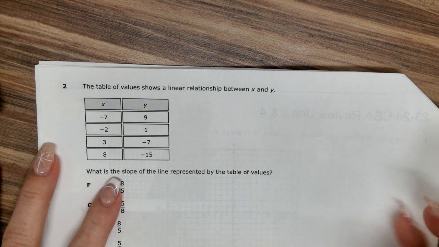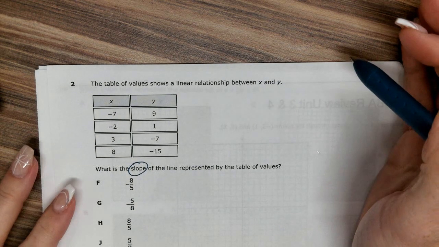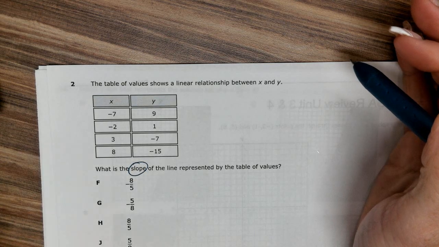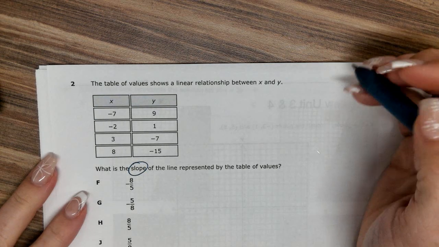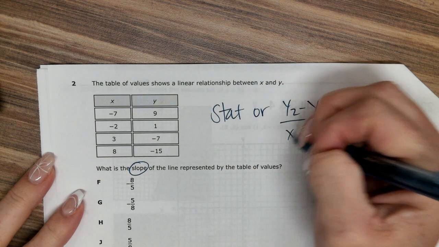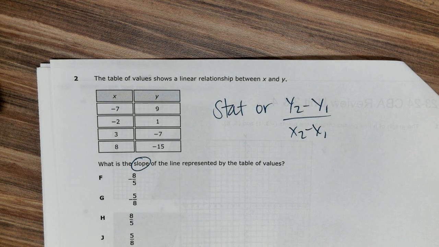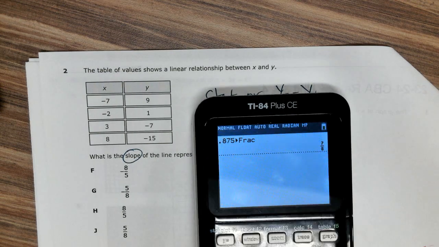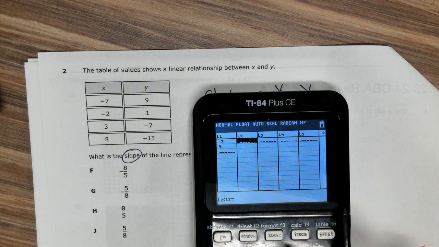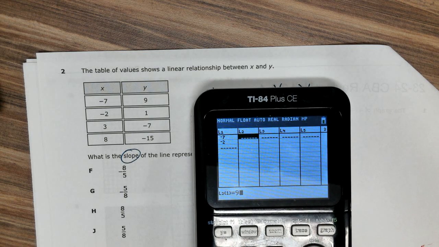Number 2. It says, what is the slope? What 2 different ways could you have done this? Come on, guys, quick. Stat or slope formula, y2 minus y1 over x2 minus x1. It doesn't matter which way you do it. If you're going to do stat, because it's linear, you don't have to put in all the points. So -7, -2, 9, and 1.